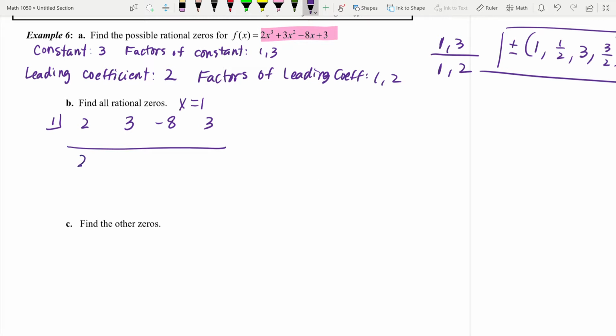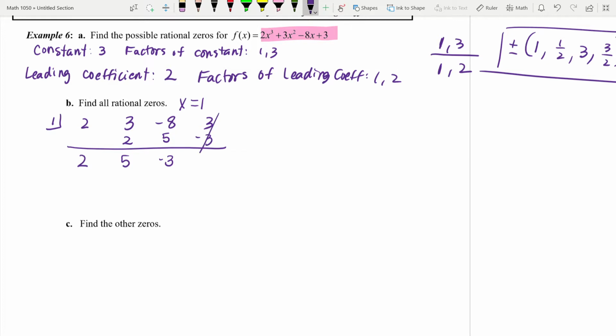2 comes right down. 1 times 2 is 2. 3 plus 2 is 5. 5 times 1 is 5. Negative 8 and a positive 5 is a negative 3. Negative 3 times 1 is a negative 3. And I'm feeling so good.